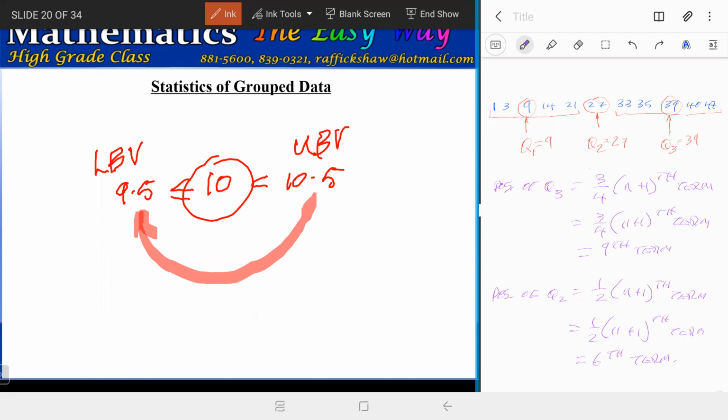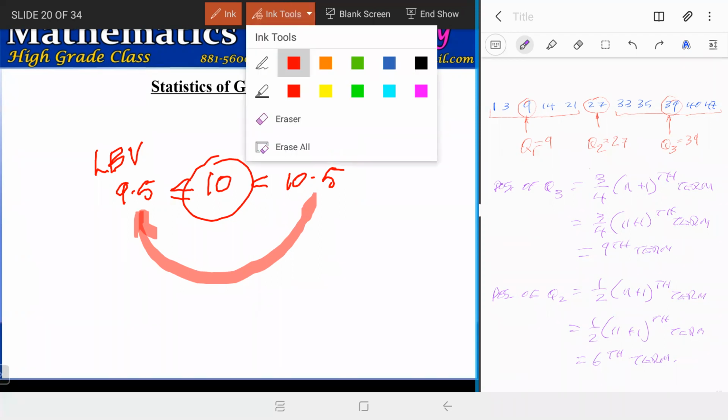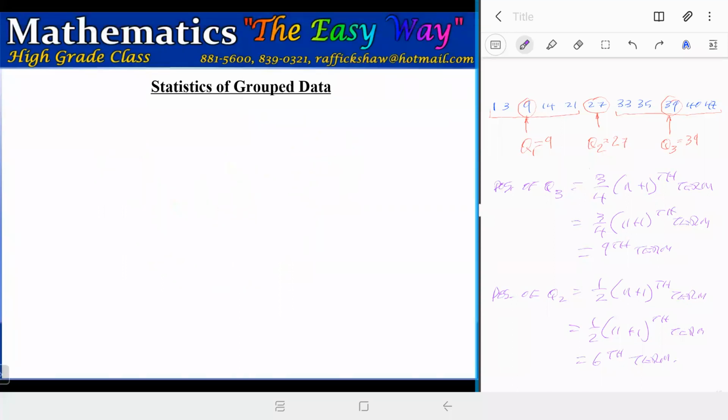Yes, sir. All right. Now, I remember the bars of a histogram go from boundary value to boundary value. And we said the middle of the bars correspond to the values in the data. And then the height of the bars is your frequency.